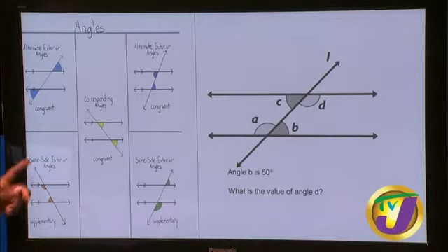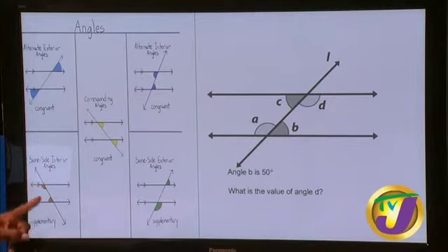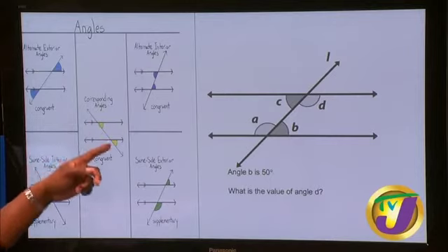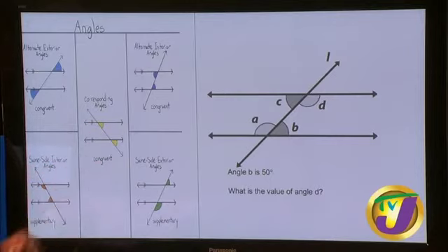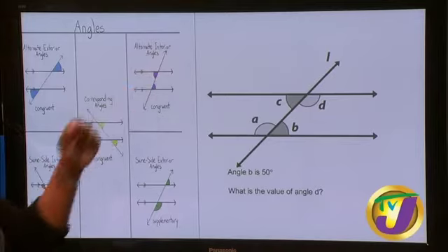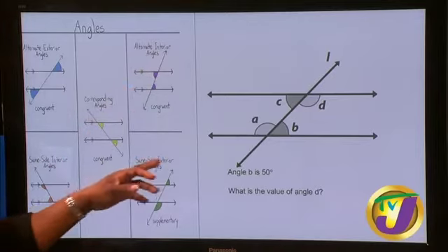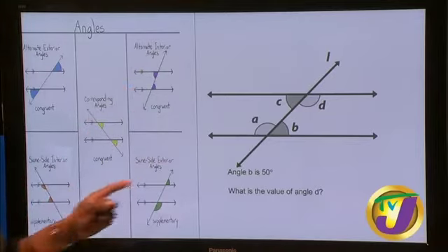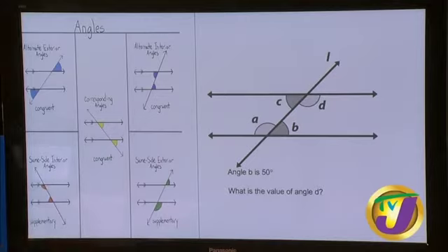Let's go with that. Then you have same side interior angles, which are supplementary. What does supplementary mean? Correct. It means that they add up to 180 degrees. Then you have corresponding angles indicated by the yellow color here, and they are also congruent. And I know you understand what congruent means now. Alternate interior angles are also congruent, and you have same side exterior angles, which are supplementary. So they also add up to 180.